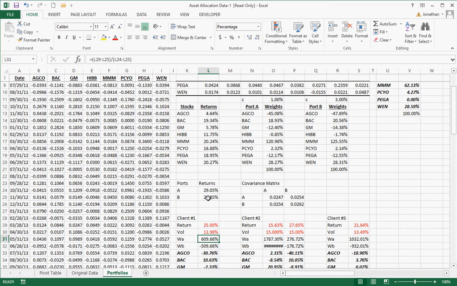And those weights, they don't look like they make sense, but you're not trying to make sense of these numbers. This is just 2 artificial portfolios. So now that I have that return, what is the volatility? It's the same thing. It's the square root.